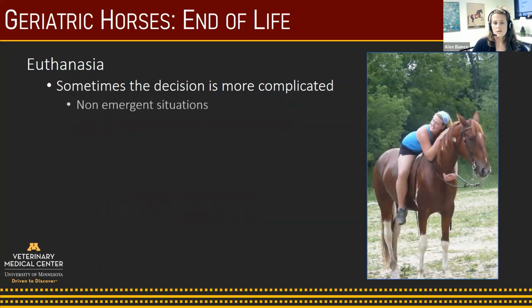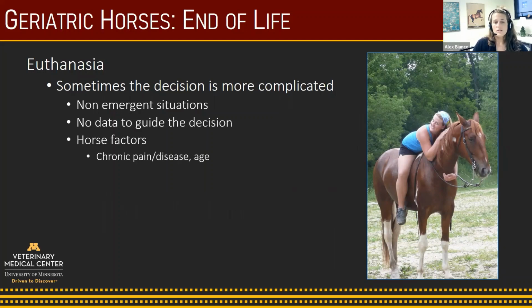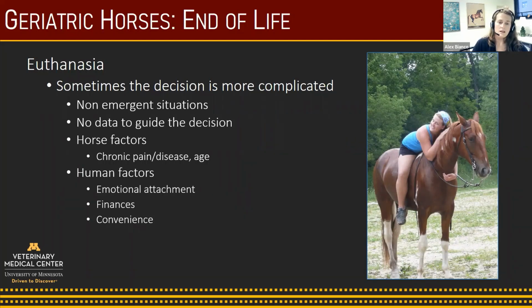In non-emergency situations, we don't really have data to guide those decisions. That's when it can be really challenging to know when to go. There are multiple factors. Horse factors include chronic pain, disease, and just the age of the horse alone. There are human factors, though. Sometimes it's not the horse that's the holdup, it's the human. It's hard for us to say goodbye. Sometimes finances are what really decides whether we euthanize or not. Sometimes it's convenience, and I don't say this in a negative way at all. I think sometimes we have to consider that it is too hard to have the horse, and that euthanasia is the best option.